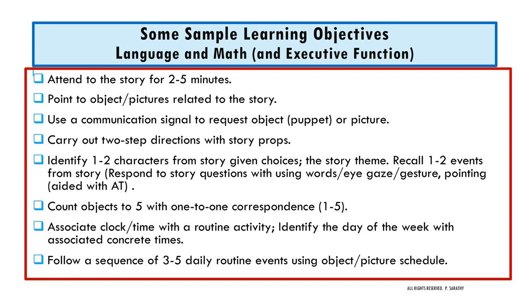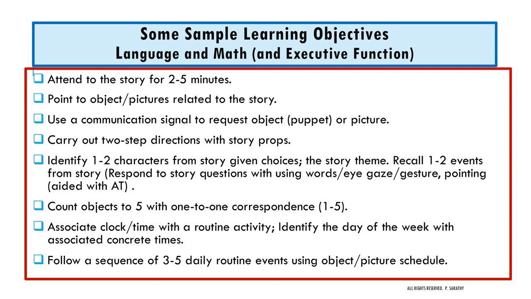So some of the learning objectives for language and math would be to be able to attend to the story, increase that attendance, let's say, from 30 seconds gradually to 5 minutes, to be able to point to the picture or the object associated with a story. Use a communication signal to request, do you want this puppet that goes with the story, or do you want the other puppet that goes with the story? Or maybe choose a picture. To be able to carry out two-step directions. These are all some of the learning objectives.